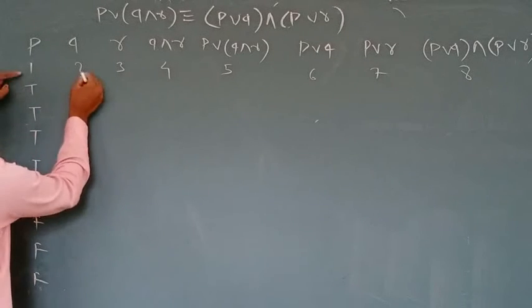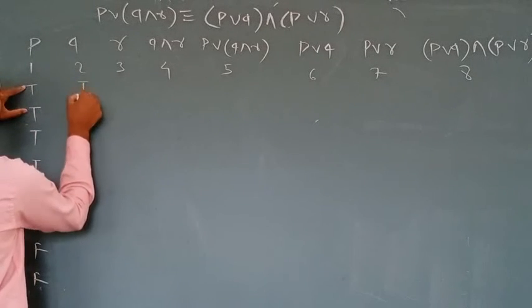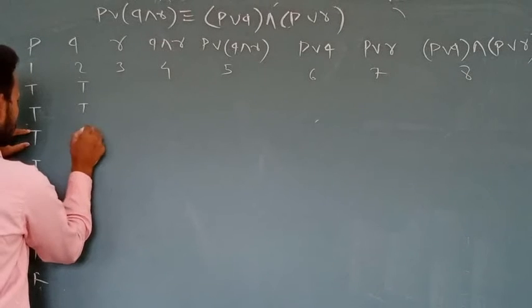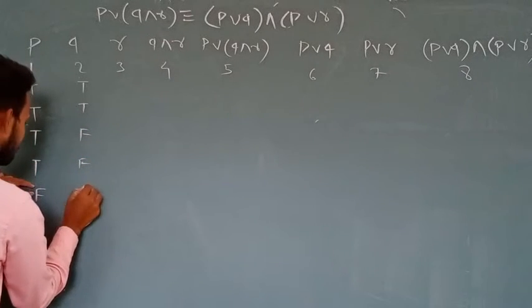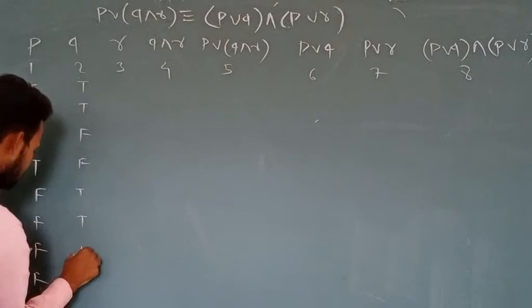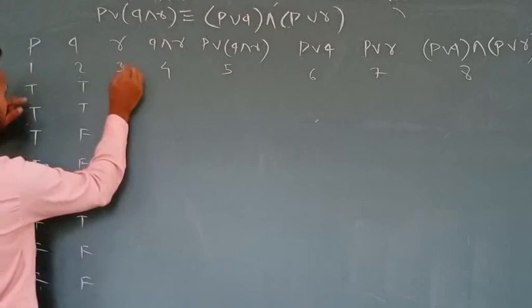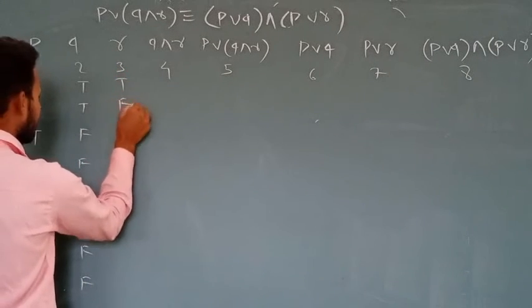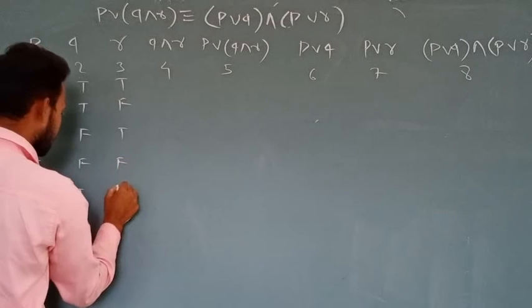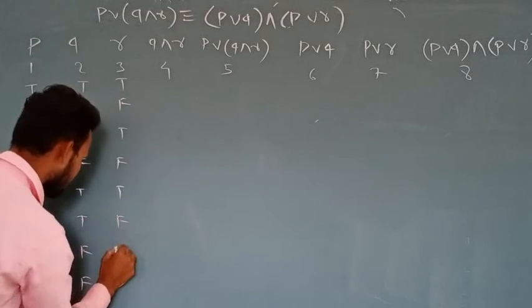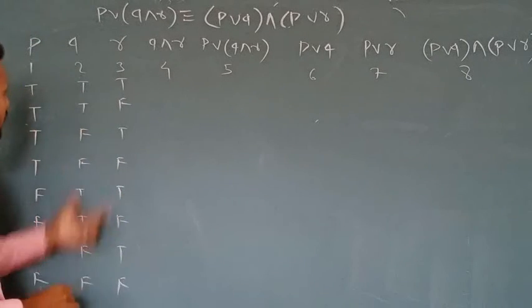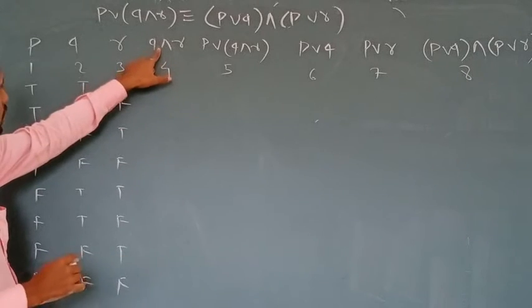Then second column: 2 times T, 2 times false, 2 times T, then 2 times false, again 2 times T, again 2 times false. And in the last column R: first T, second F, first T, second F, first T, then again second F, then T, then F. We get this. Now, fourth column, what?